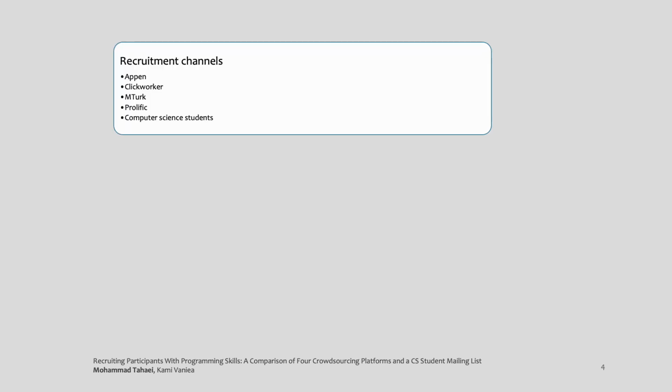To answer our research questions, we chose to distribute our survey on 5 recruitment channels, 4 crowdsourcing websites, and 1 mailing list for computer science students. The crowdsourcing platforms were chosen based on what has been used in the literature in HCI studies. We used Appen, Amazon Mechanical Turk, Clickworker, and Prolific. We also utilized our local mailing list for computer science students, a common practice in empirical software engineering studies.